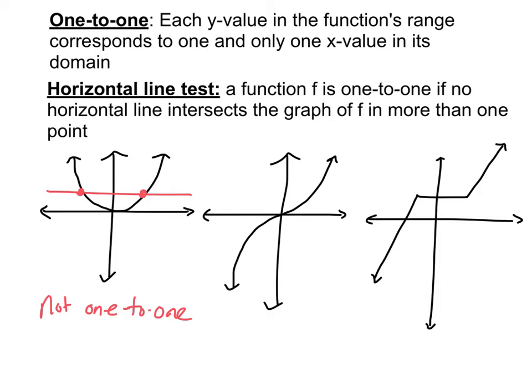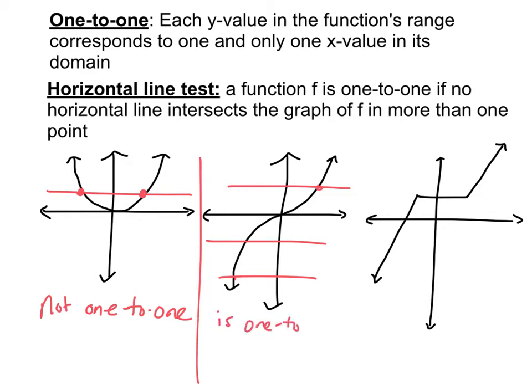All right. Now this next one, we see that it does pass the horizontal line test. If you were to draw a horizontal line anywhere, you would only intersect the graph of the function once. So this one is one-to-one. Because this graph is one-to-one, there will be an inverse for the function that is this graph.